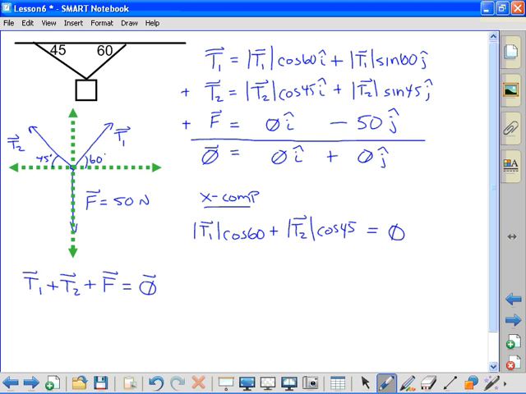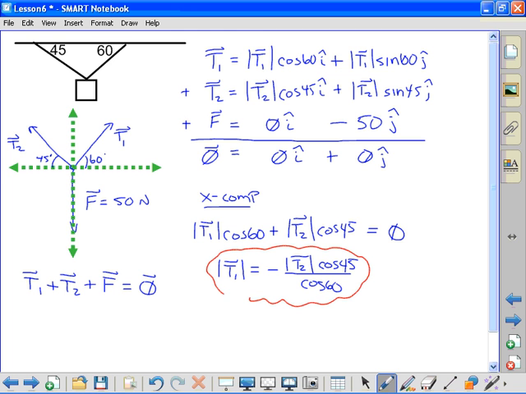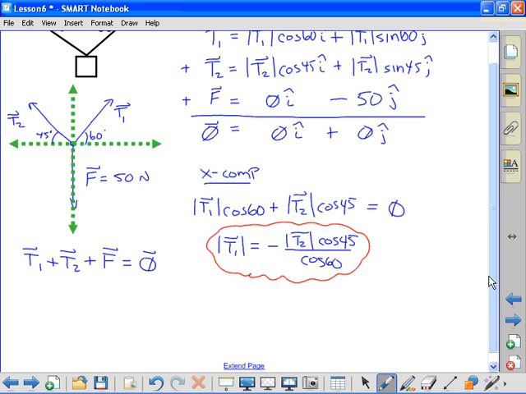So I got one equation, two unknowns. So I'm going to isolate. Doesn't matter which one you pick, but I know magnitude of T1 will equal negative magnitude of T2 cos 45, so I moved it to the other side, divided by cos 60. So I'm just going to put a red bubble. This isn't a final answer, but it's one part of the answer. The next step then is to add up the y component.